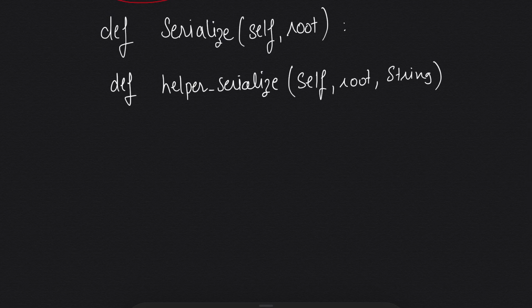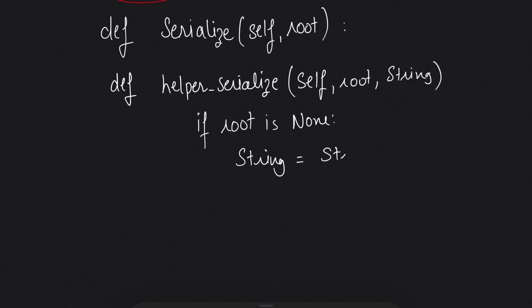What will be our base case? If root is none, suppose we don't have a tree, or we reach a position where we don't have a root, then we're going to add none to our string. So our string will be string plus none. Okay, we are done with our base case.